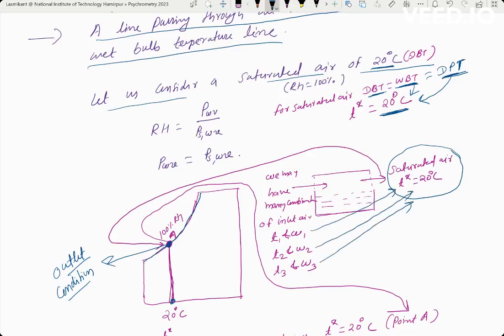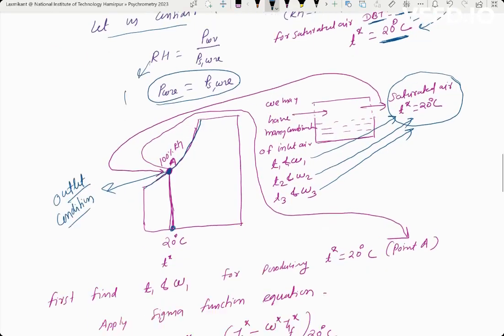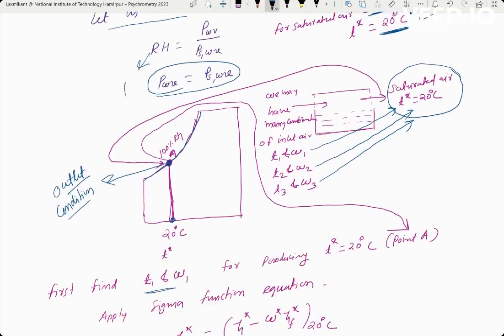Okay. So here the RH equals PWB by saturation water vapor pressure. So 100%. So RH will be 1. So this is equal to this. First find T1, omega 1 for producing T star equal to 20 degree Celsius. Okay. Point A. For this condition, let us say the wet bulb temperature is 20 degree Celsius. Okay. So this is point A.